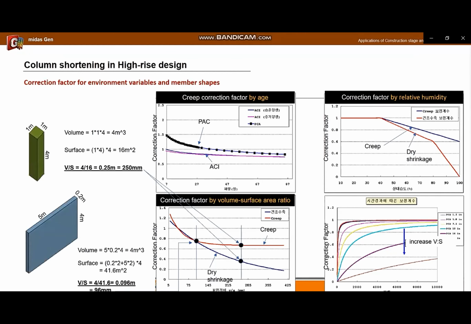Next is a correction factor by the volume surface area ratio. For example, in case of the column with 1 meter dimension, the volume surface area ratio is 250 millimeters. And for a wall with the dimension of 0.2 meters and 5 meters, the volume surface area ratio is about 100 millimeters. In the case of creep, the difference in factor is small, but in drying shrinkage, the ratio has an effect. The last graph is the correction factor by elapsed time.